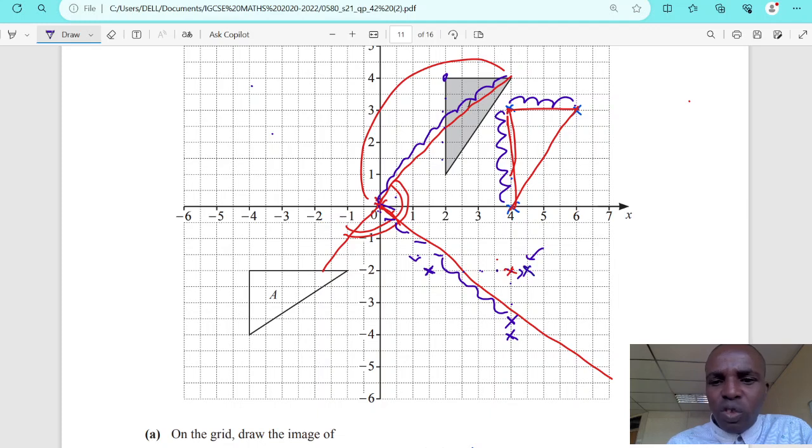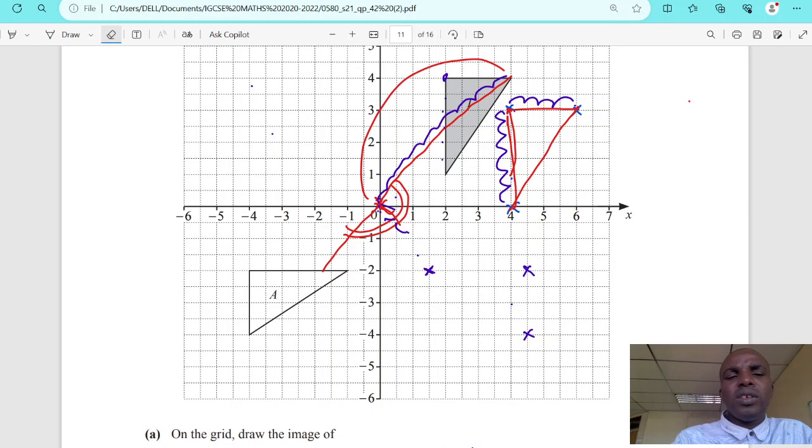So this point was supposed to be here, and this point was supposed to be here. Something like this. Right, so that's what you find on your actual drawing. So it's 1, 2, 3, 4, 5, 6, and 1, 2, 3, 4. So the image. Even after finding one point, you can even find the other points.